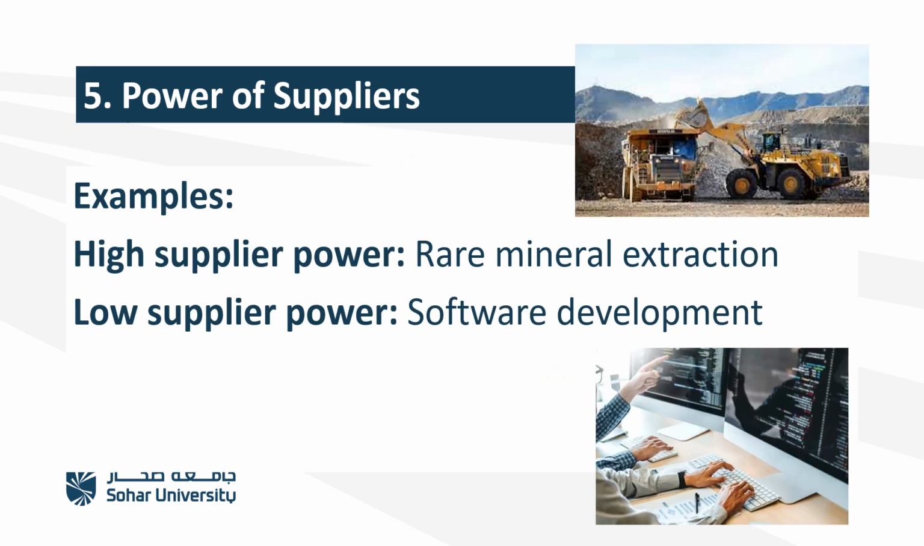So here is an example of how supplier power can relate to rare mineral extraction. Rare mineral extraction is something very unique and not many suppliers can supply this type of rare mineral, so it becomes high supplier power. But for low supplier power, we can relate it to software development because there are a lot of application software that people can choose and buy.